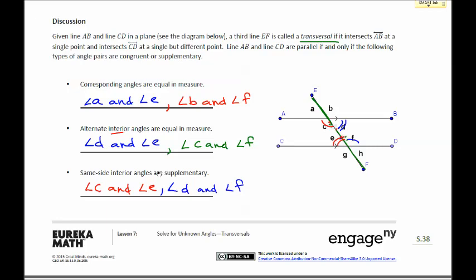Hopefully you've noticed that they wouldn't be congruent because one looks obtuse and one looks acute. But if the lines are parallel, then the same side interior angles will be supplementary, meaning they will add together to be 180 degrees. Now, let's use those ideas in the next few problems.